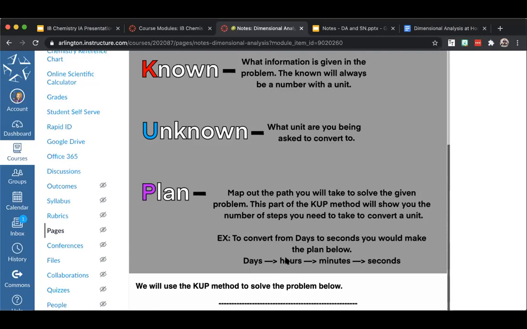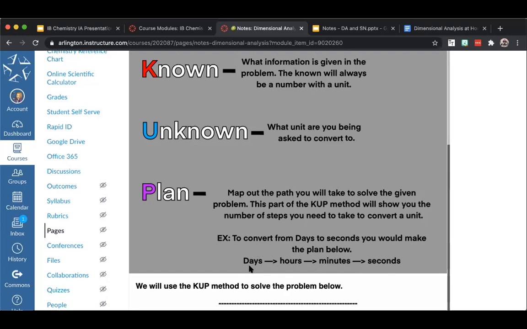And then I know how many minutes are in an hour. So I can convert from hours to minutes using the conversion factor that 1 hour equals 60 minutes. And then I know how many seconds are in a minute. So then I can convert from minutes to seconds using the fact that 1 minute equals 60 seconds. So this plan has 3 steps. Each arrow represents a step in my plan. And for each arrow, each step, I have to have a conversion factor.